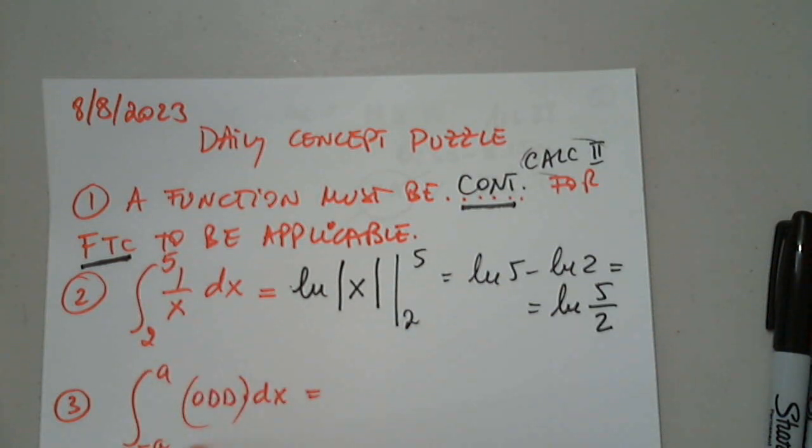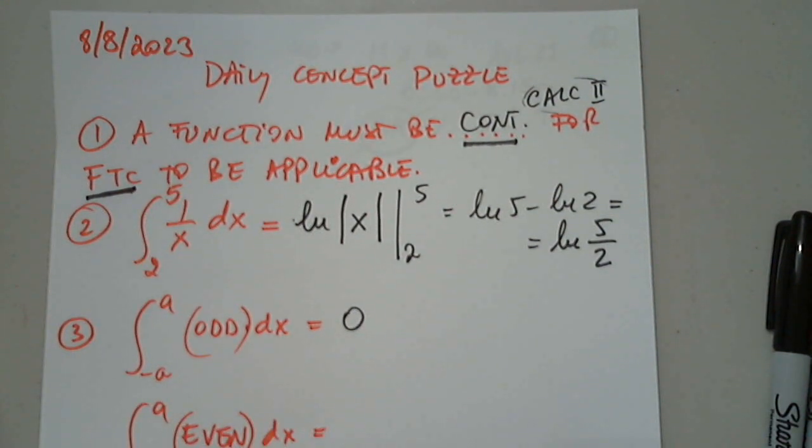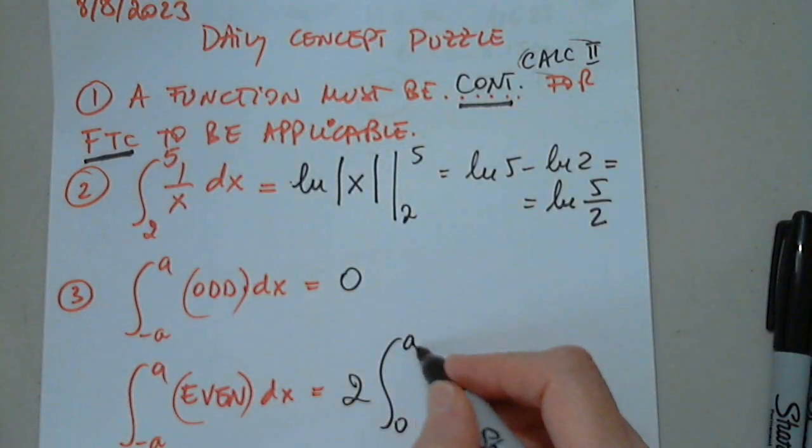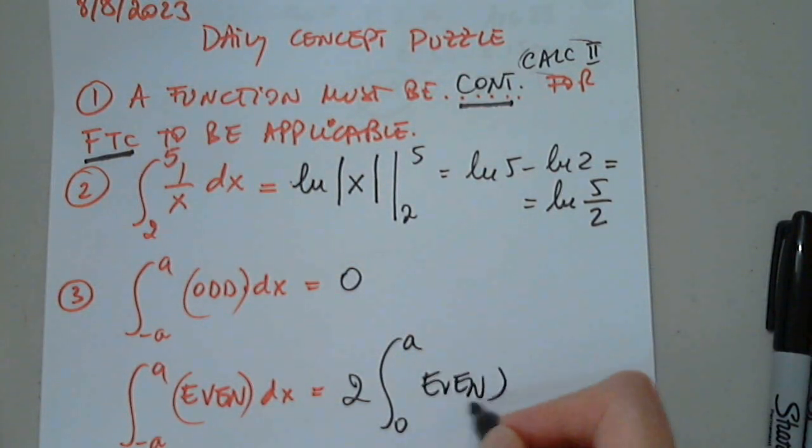What do you think the answer is for this? By odd, I mean an odd function, and by even, I mean an even function. Anyone would like to give it a try? 0. Yes. What about the other one? Two times the integral from 0 to a of the function dx.